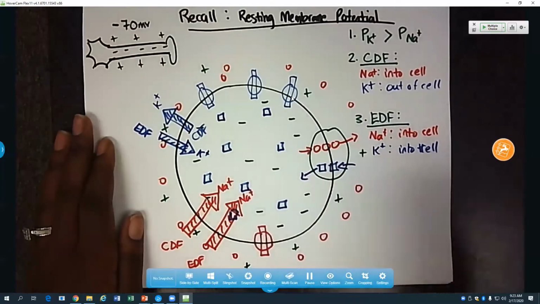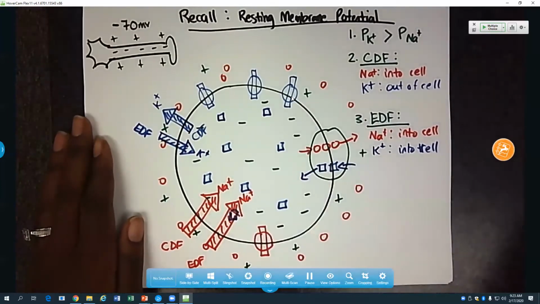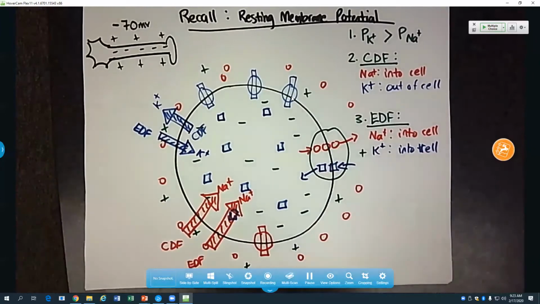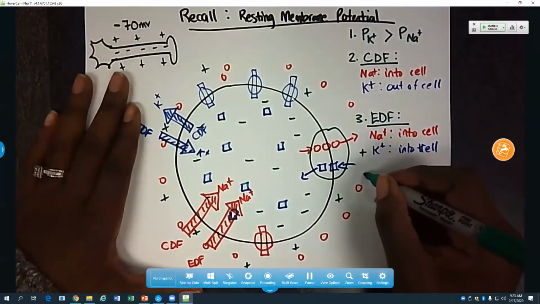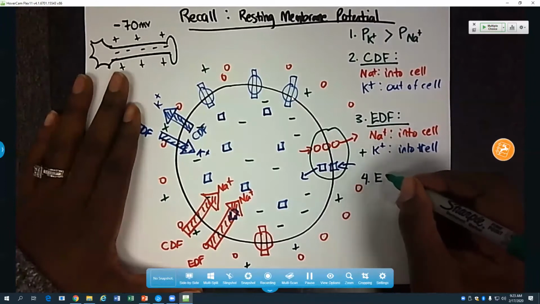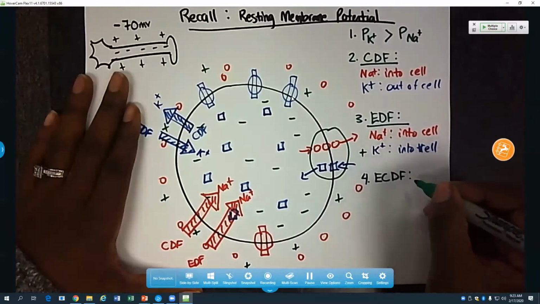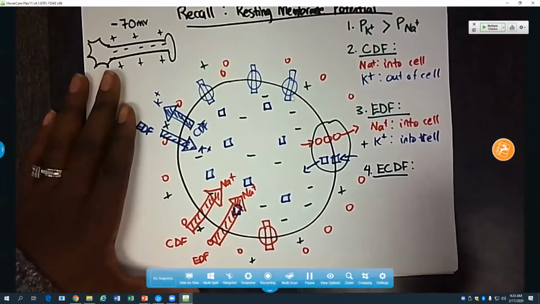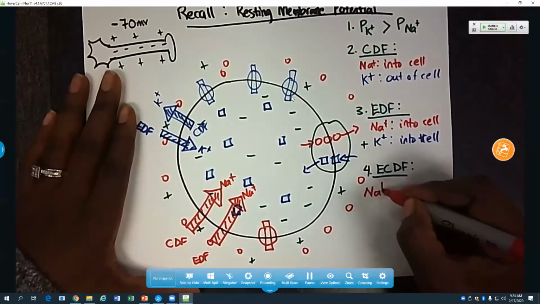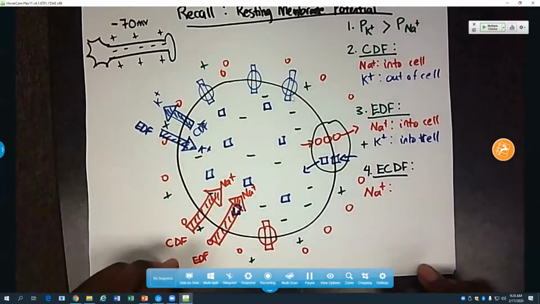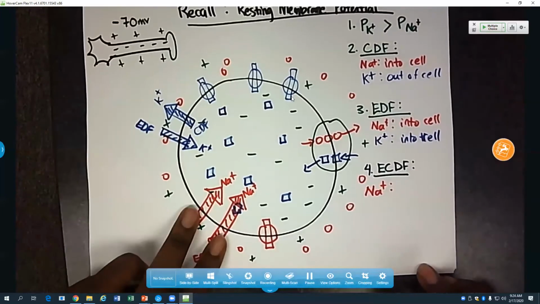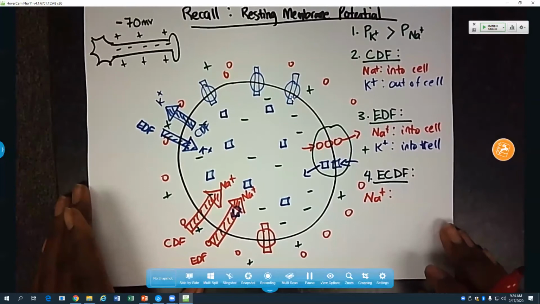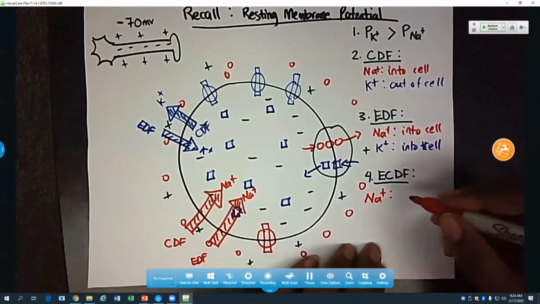Okay. So with that said, we can then look at combining these two forces and speaking about the ECDF, the electrochemical driving force. So that's kind of step 4 here. Combining those forces and looking at the ECDF. So for sodium, what's going to happen for sodium's ECDF? We have two forces moving in the same direction into the cell, so we end up with a strong force moving into the cell.